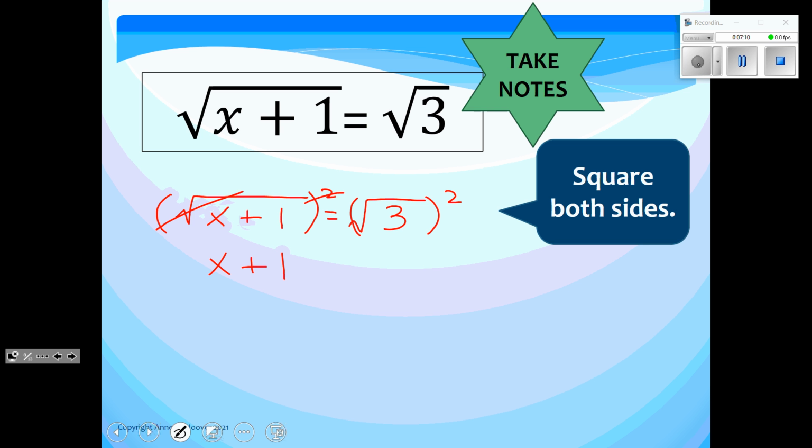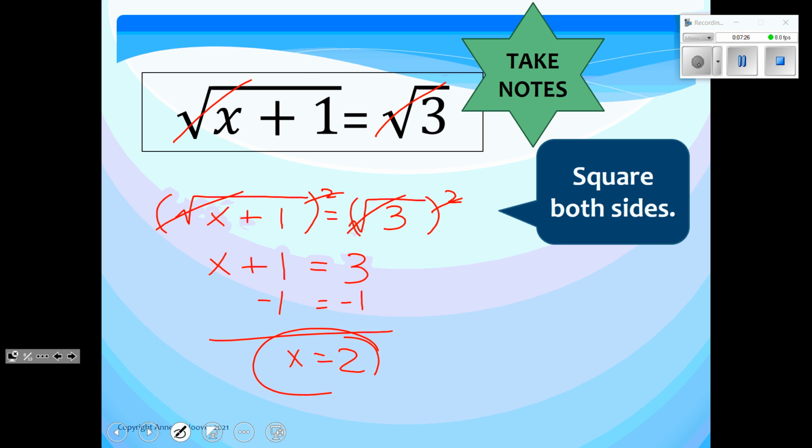So on the left side, we just have x plus 1. On this side, you just have 3. So look what happens up here. Both of the radicals just go away when you square both sides. And now you just have a one-step equation, and x is equal to 2. So let's see if that checks up here in the first equation. If this is 2, you have the square root of 2 plus 1, which is the square root of 3, and that is equal to the square root of 3.